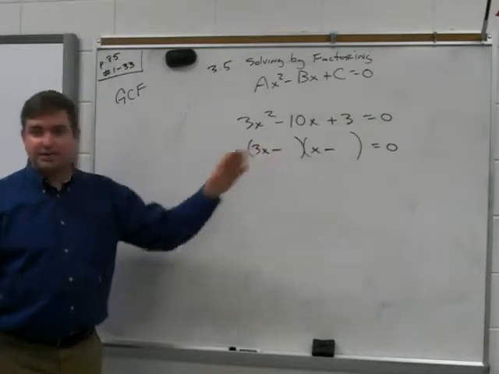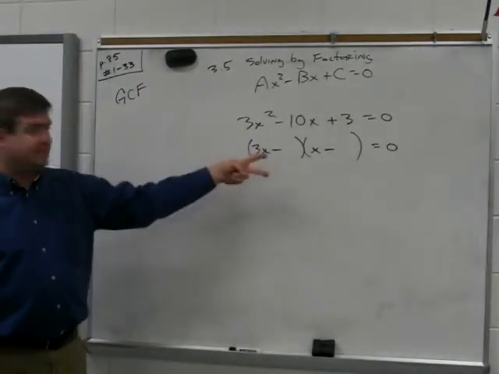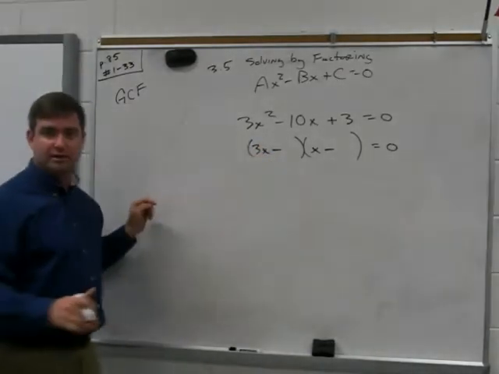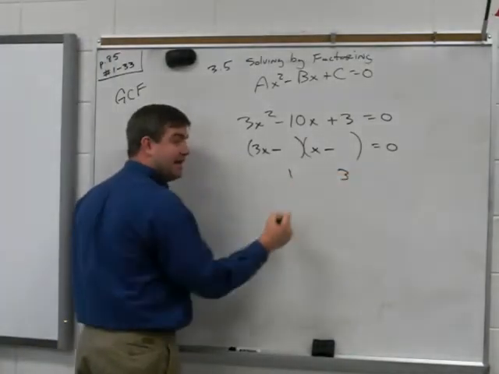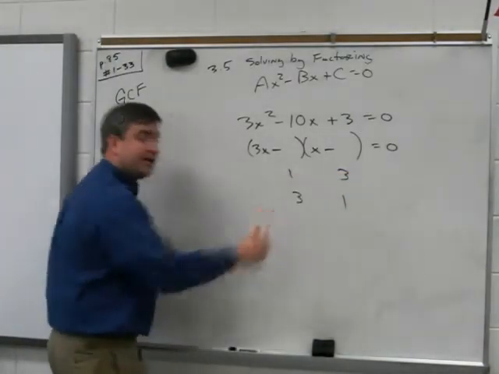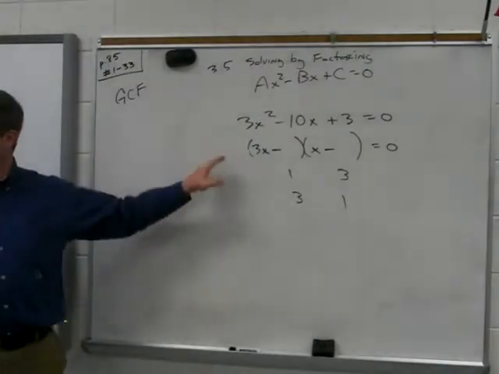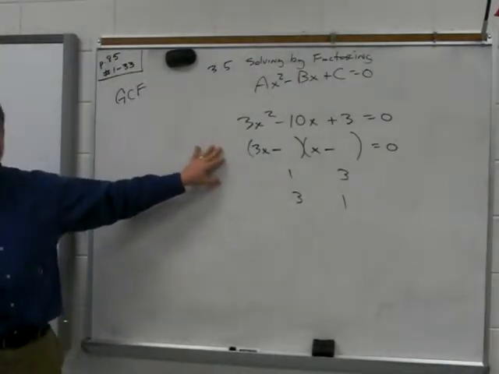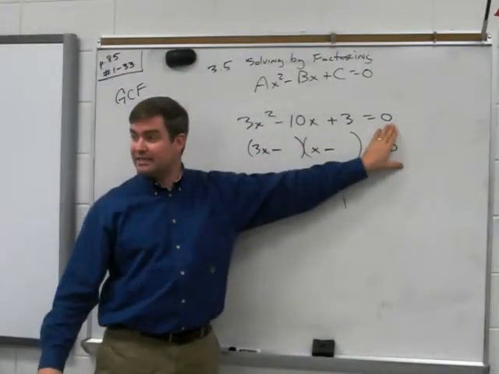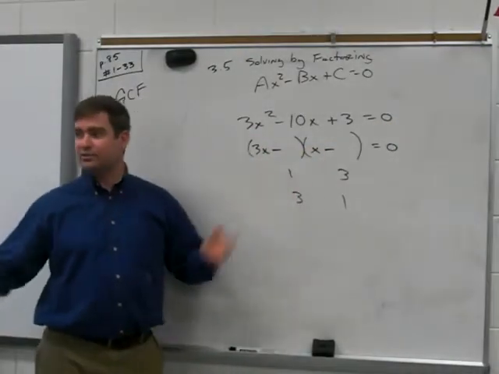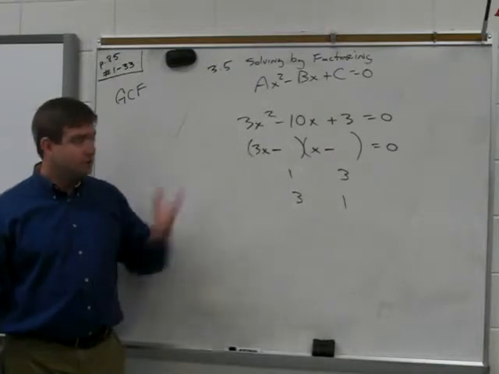In the second blanks, we have a choice. What are the two choices? 1 and 3 and 3 and 1. One of those has got to work. If neither one of those works, then what's the answer? Prime. Well, we shouldn't have prime with these. But if it was just factoring and neither one of these worked, the answer would be prime. Okay?